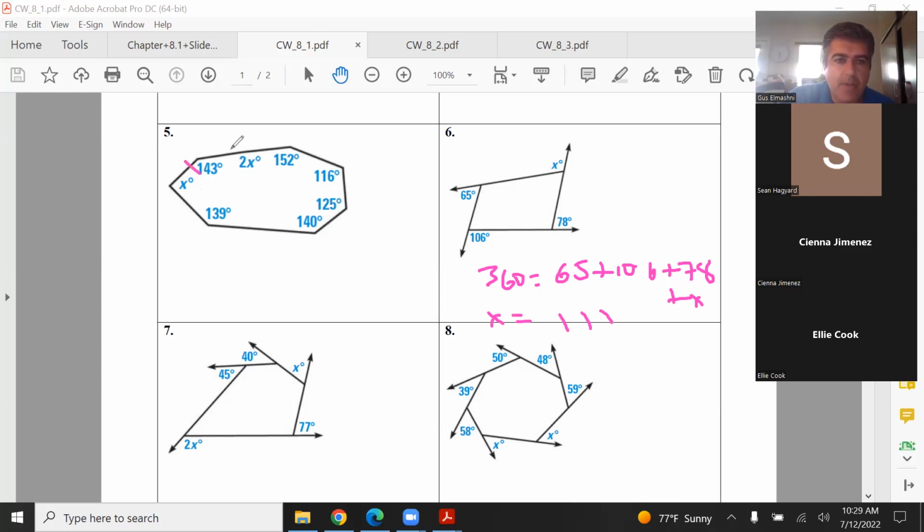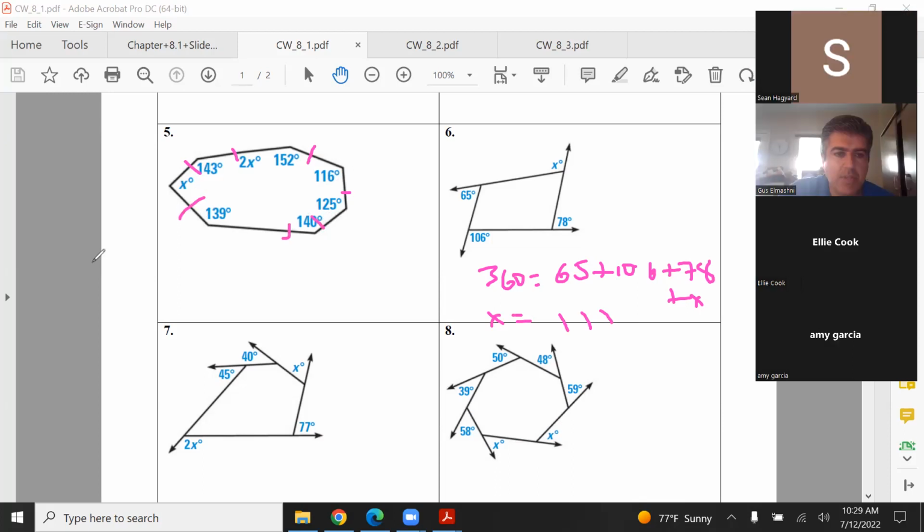And number 5, you have 1, 2, 3, 4, 5, 6. You have 7 sides, and 5 of the angles are given. So you're doing 7 minus 2 times 180. I think that's going to be 900. And you add all that up, x plus 2x plus all the other junk has to equal 900.